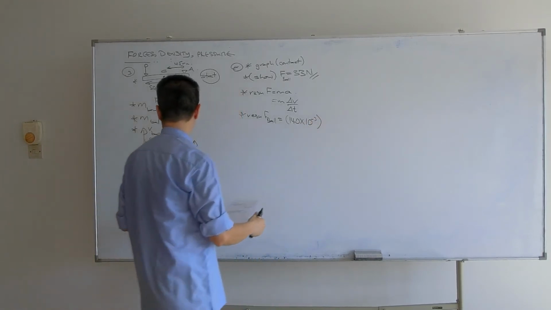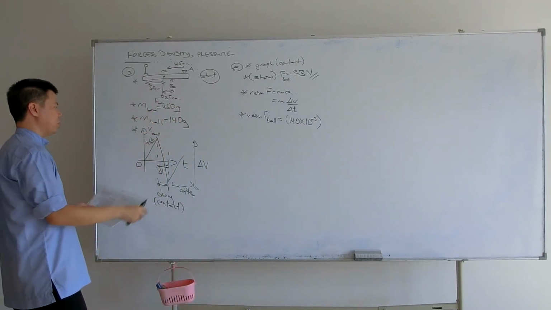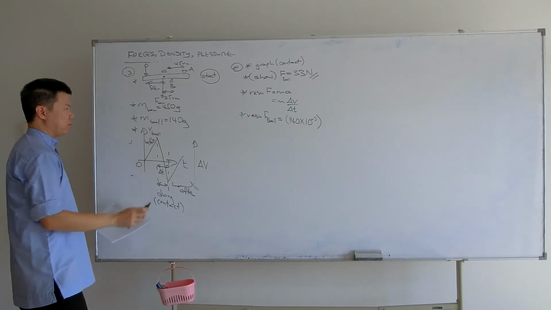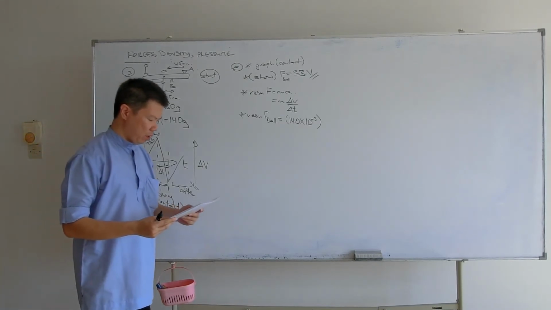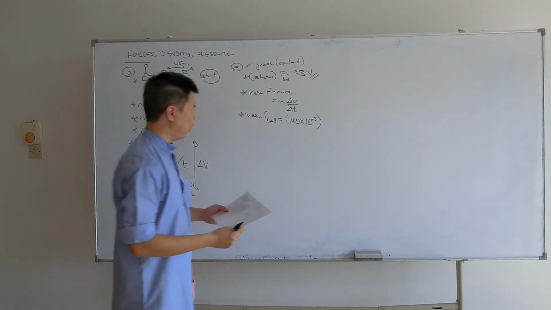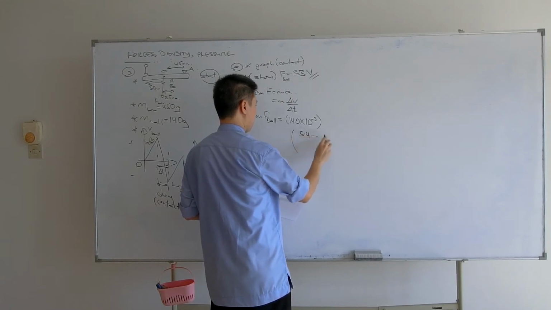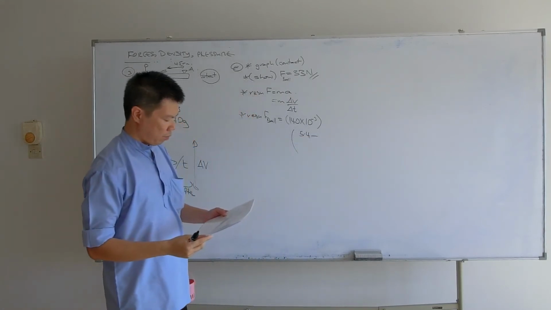What is our change in velocity? We like graphs because the direction is already given, so we just follow whatever is given here. According to my picture, it's around 5.4 meters per second. Positive.